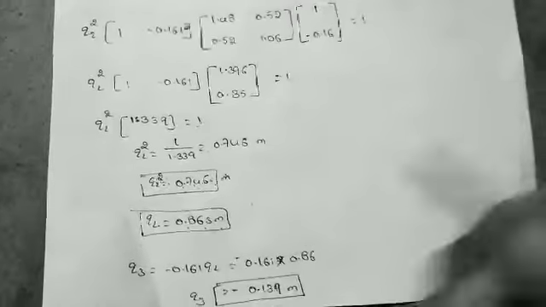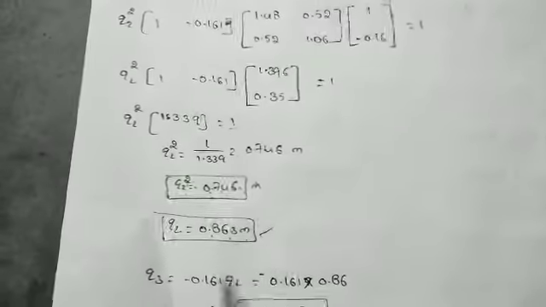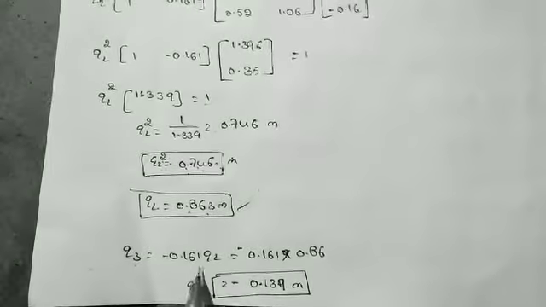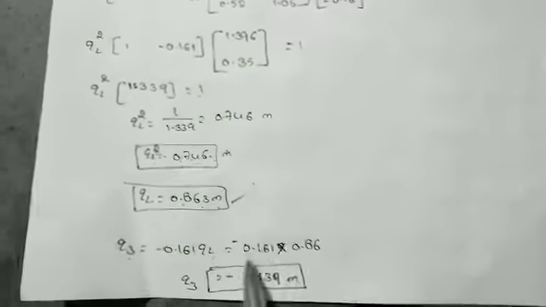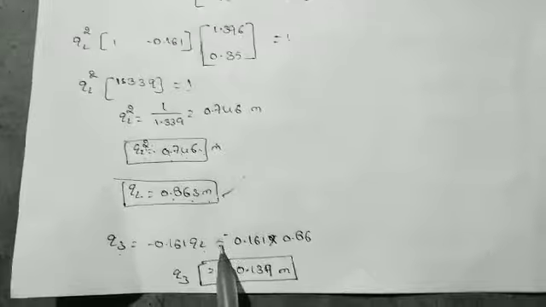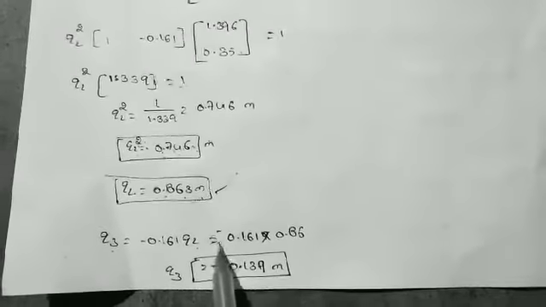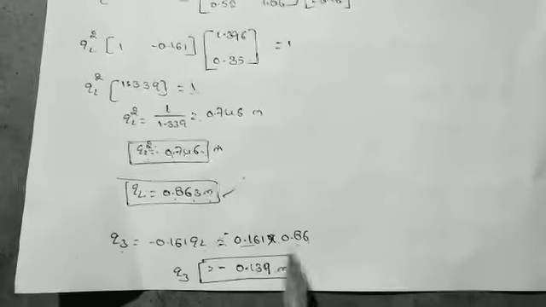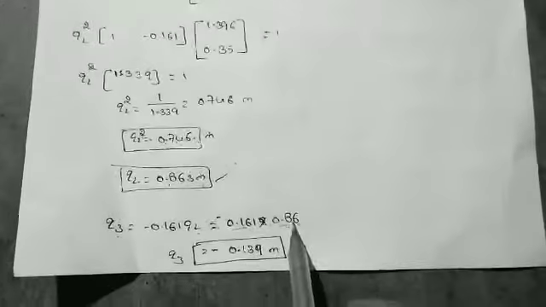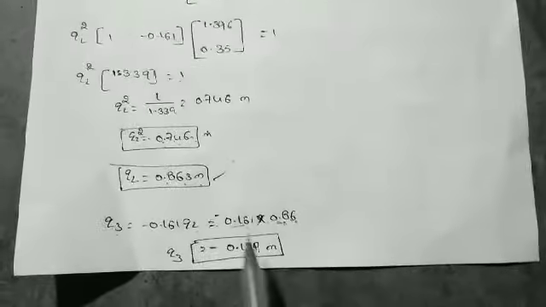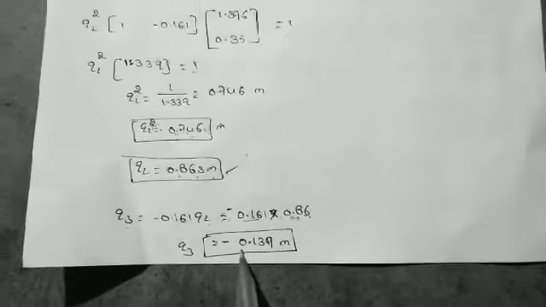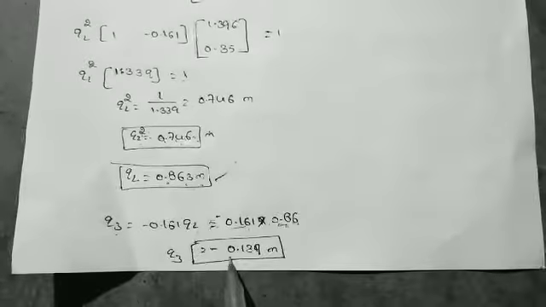This is the q2 value, but we know that q3 is minus 0.161 q2. Similarly here, q3 equals 0.161 into 0.86. Here q2 is 0.86 multiplied with 0.16, and you will get the q3 value of minus 0.139 meter. This is a problem on eigenvalues and eigenvectors.